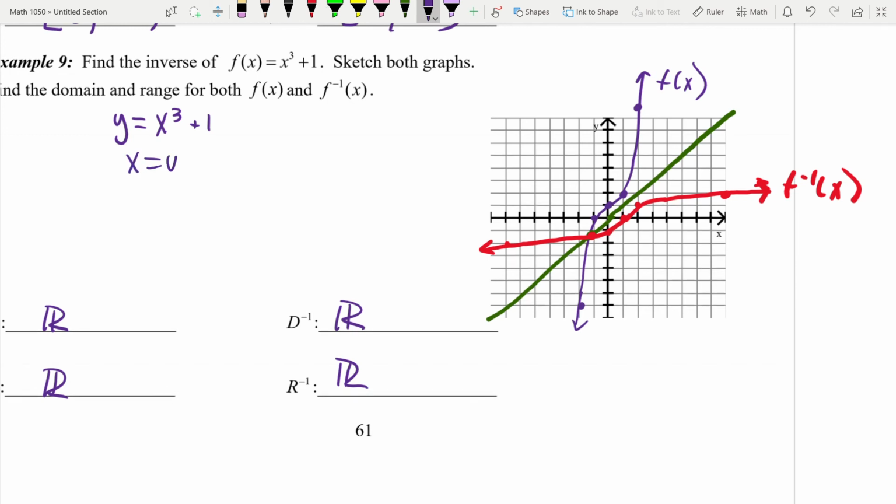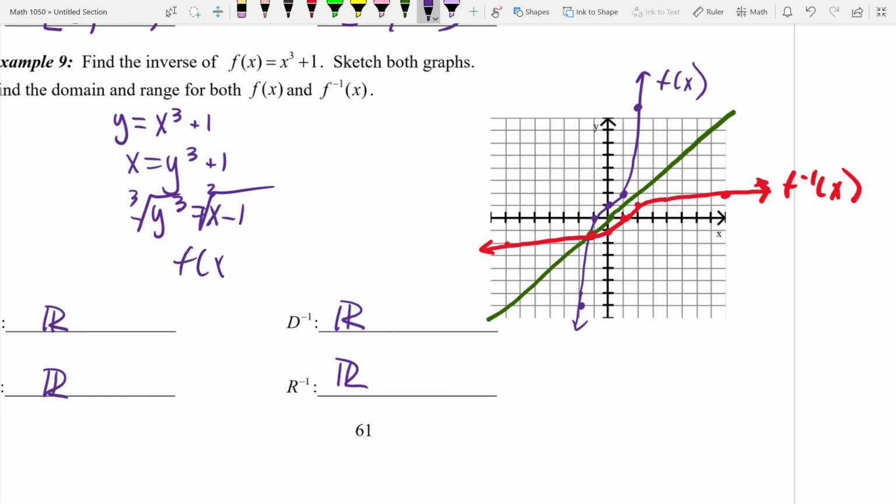So everybody go x equals y to the third plus 1. Should I get rid of the cubed right now? How do I get rid of a cube? Cube root. Should I do that now? No. What do I do first? Move your 1, right? So you have y to the third equals x minus 1. Tell me what to do. Cube root.